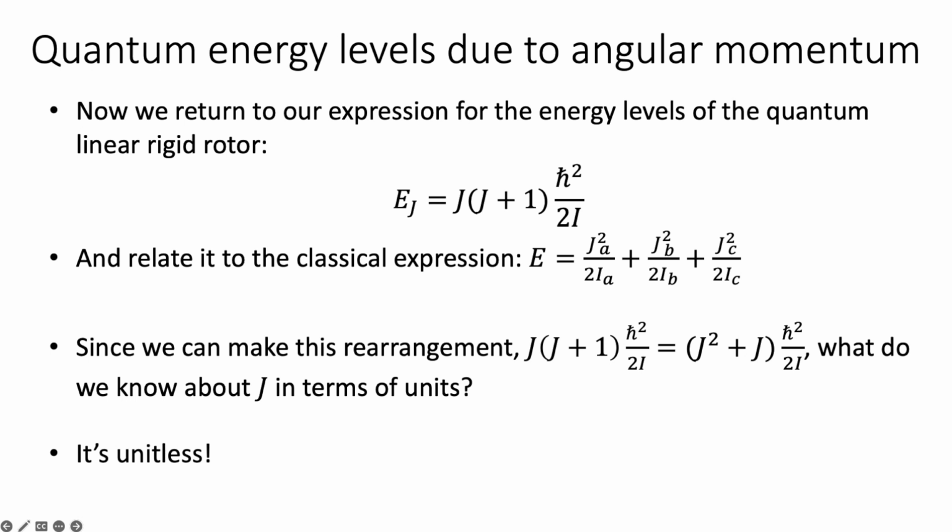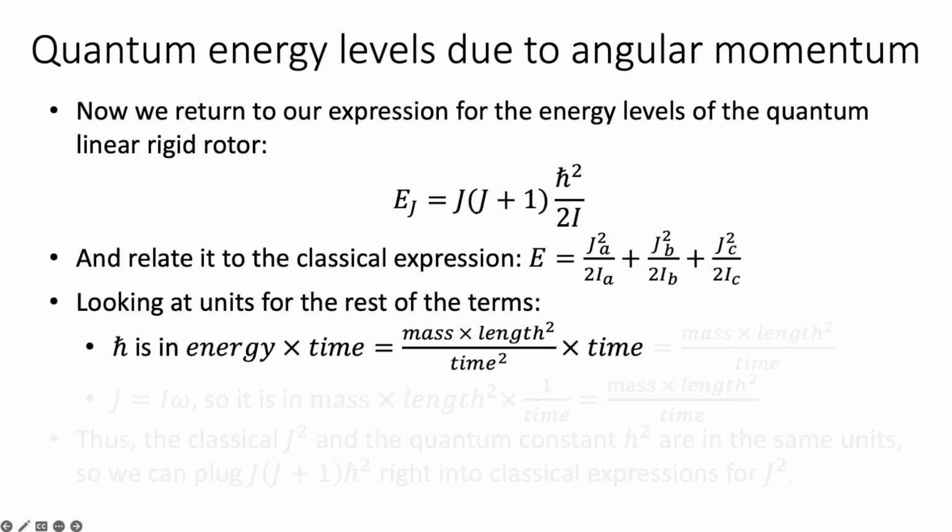And I think we already knew this, but it's good to prove this to ourselves as we go through this proof. So then that means that all of the units are coming from h bar squared over 2I. Well, h bar is in units of energy times time. And so energy is a derived unit, right? It comes from mass times length squared over time squared. And then you multiply that by time, and we're left with mass times length squared over time.